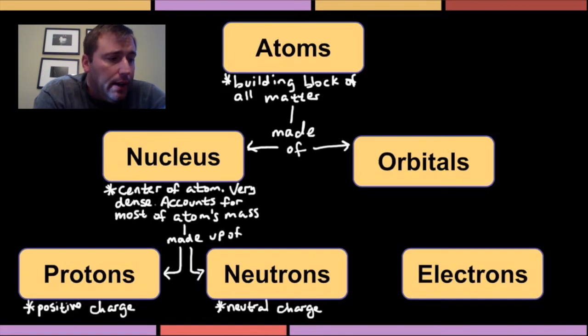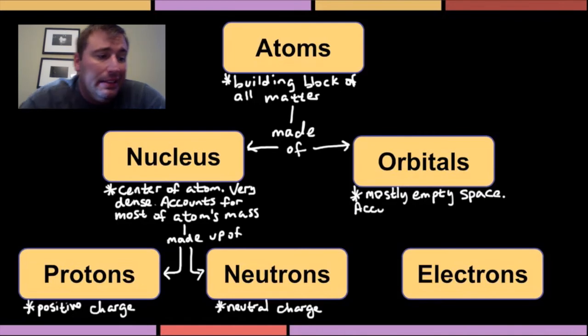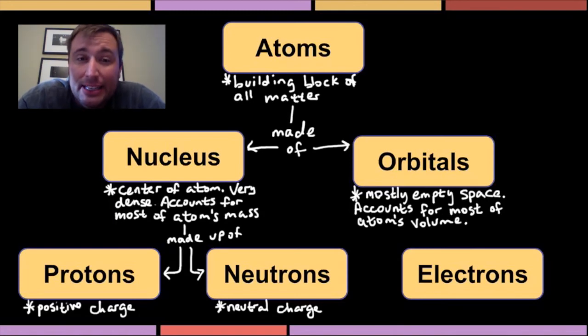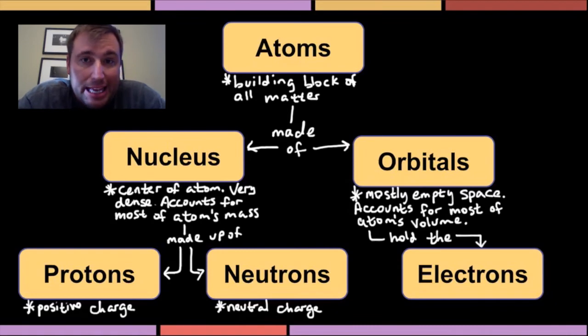Okay, so if atoms are made up of a nucleus, which accounts for most of the mass, the orbitals are mostly empty space. With that said, the orbitals account for most of the volume of the atom. So the nucleus, most of the mass, the orbitals, most of the volume. That's the size. So when we go back to that 18 milliliters of water, that volume of water comes from the fact that the electrons in those orbitals take up most of the space. Now, orbitals hold the electrons.